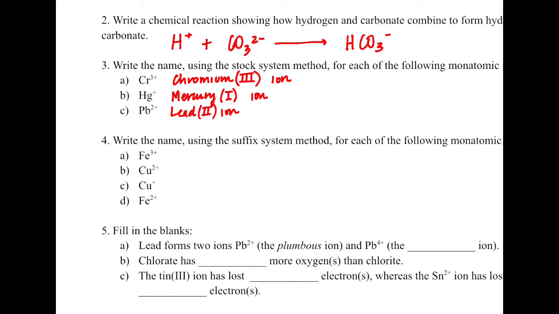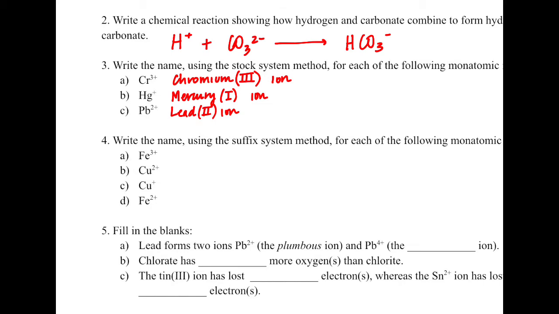There should be a space between the parenthesis and ion, but there should not be a space between these two words, or between lead and the parenthesis right here. There's no space here. Be sure you understand that and do that, because you'll lose points for it.